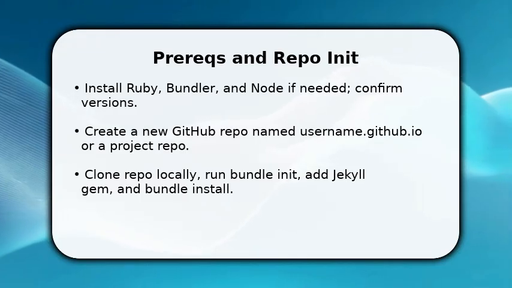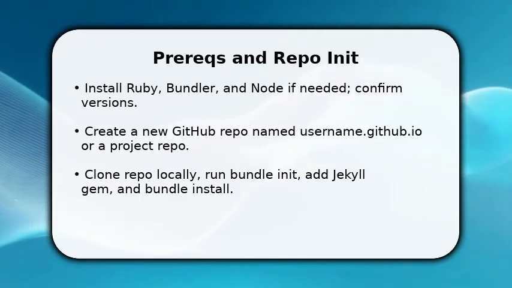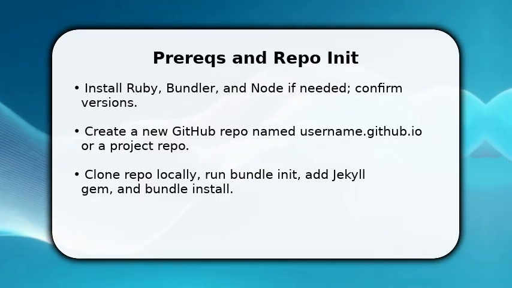Enjoy the video. You start by confirming essentials, Ruby and Bundler on your machine so Jekyll can build. Once installed, create or choose a GitHub repo, use username.github.io for a user site.